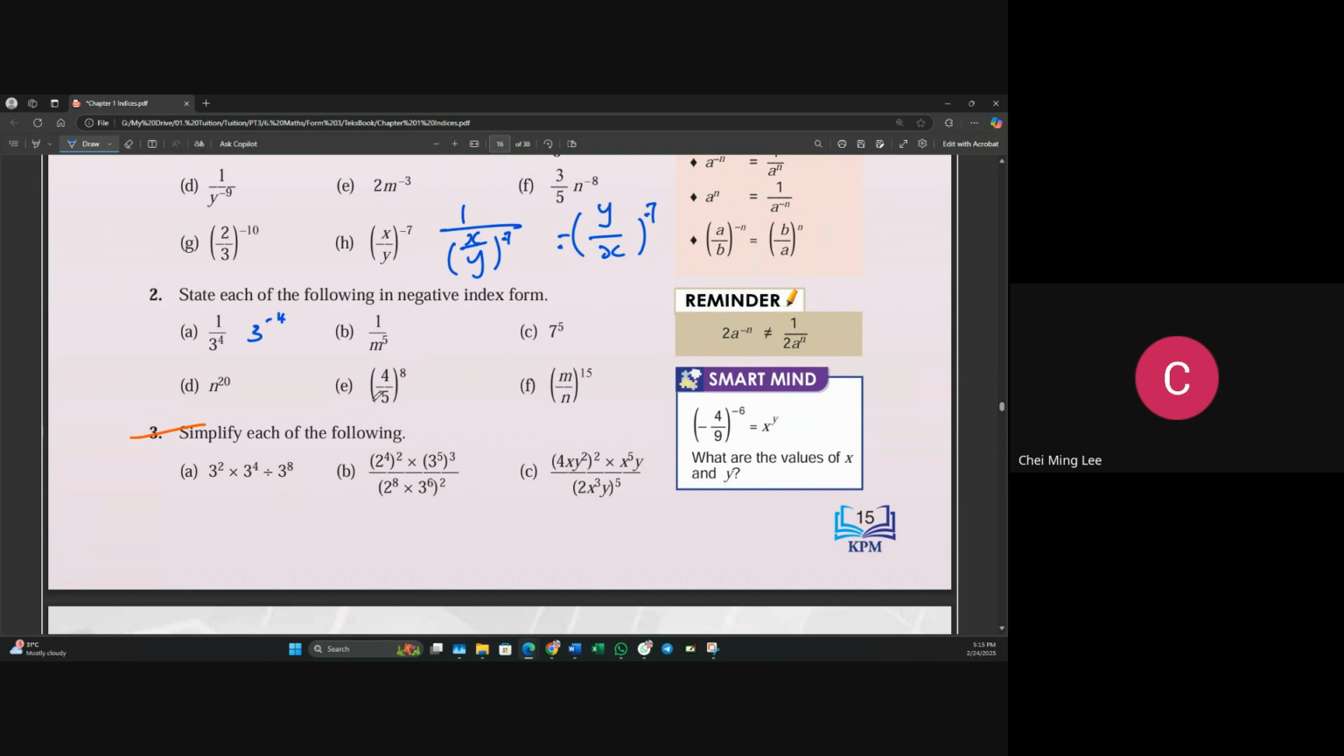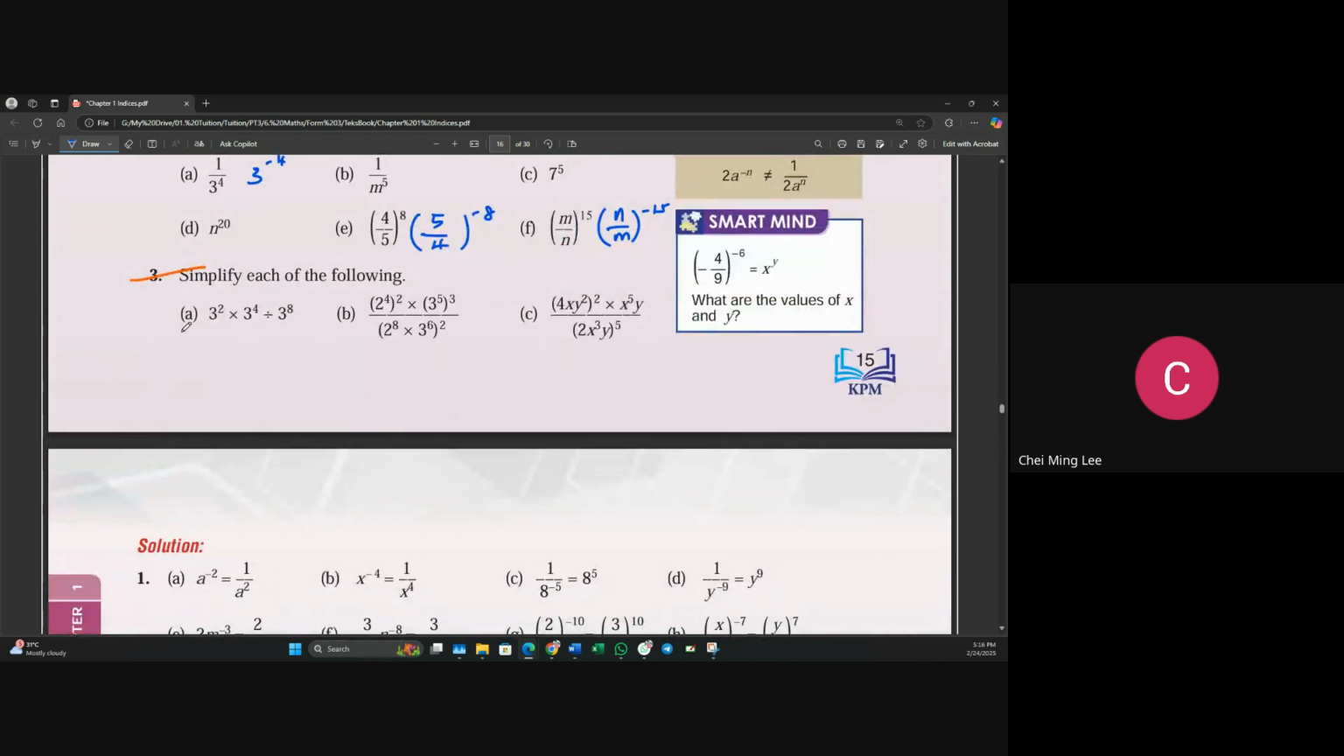So how about this one? This one becomes the inverse: 5 over 4 to the power of -8. How about this one? n over m to the power of -15. So when there is a negative, it means the fraction is inverted. From positive to negative, the inverse; from negative to positive, also the inverse.